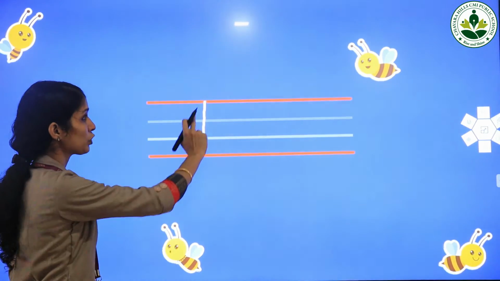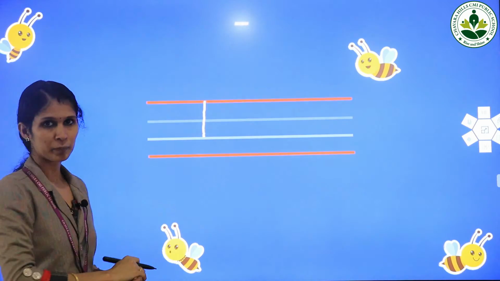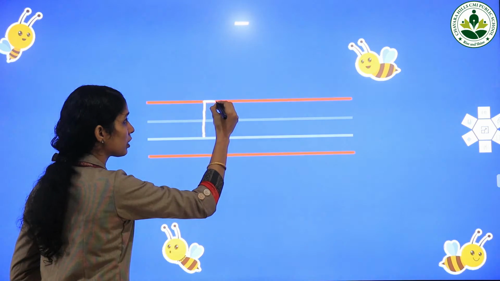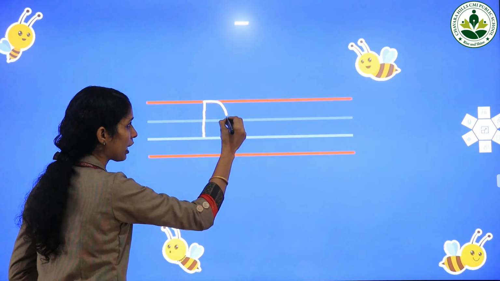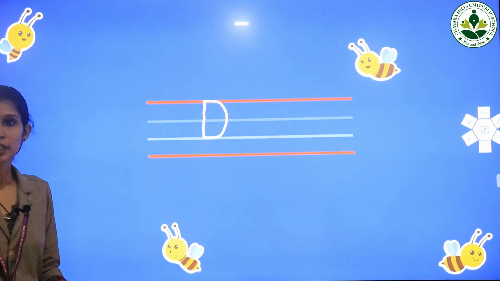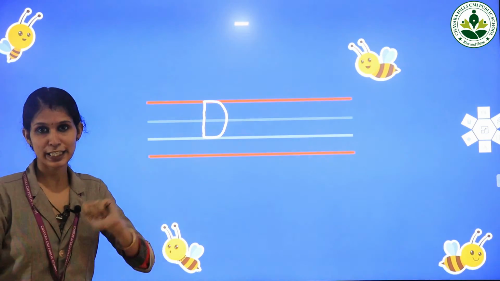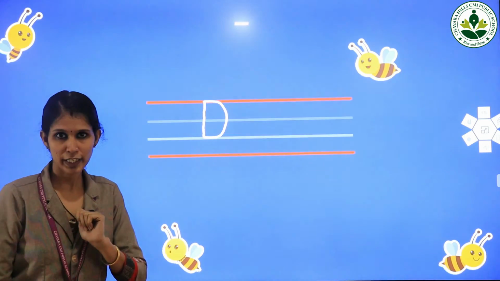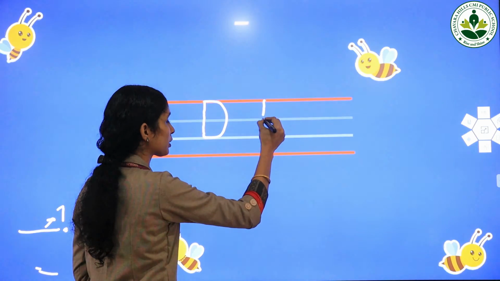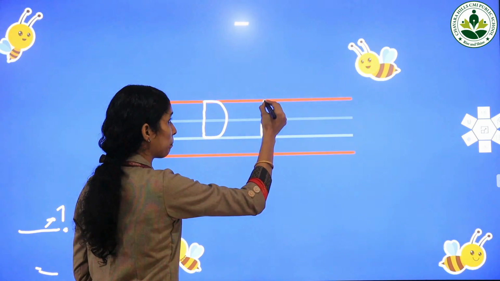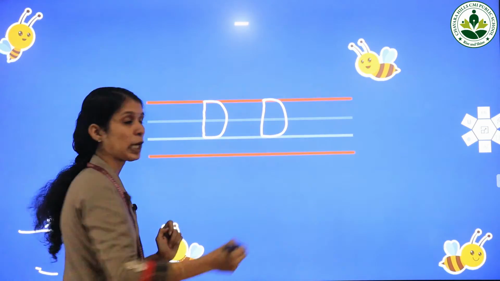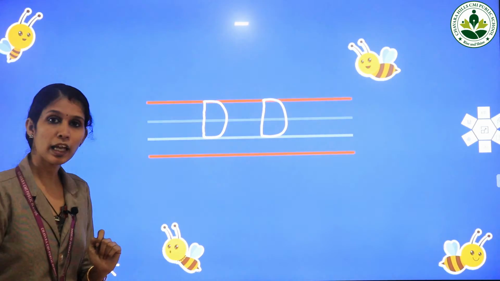Look here, we draw a big standing line. Then we are going to trace a big curve, starts from the red line and touches the second blue line like this. Can you say which letter is this? Yes, it's capital letter D. Once again, let's draw a big standing line. Then draw a big curve. Capital letter D. Say aloud.